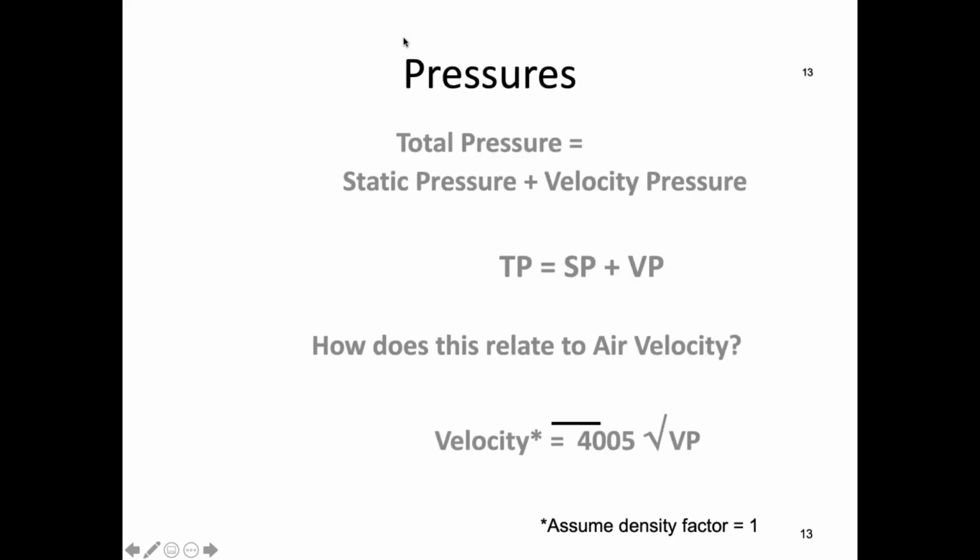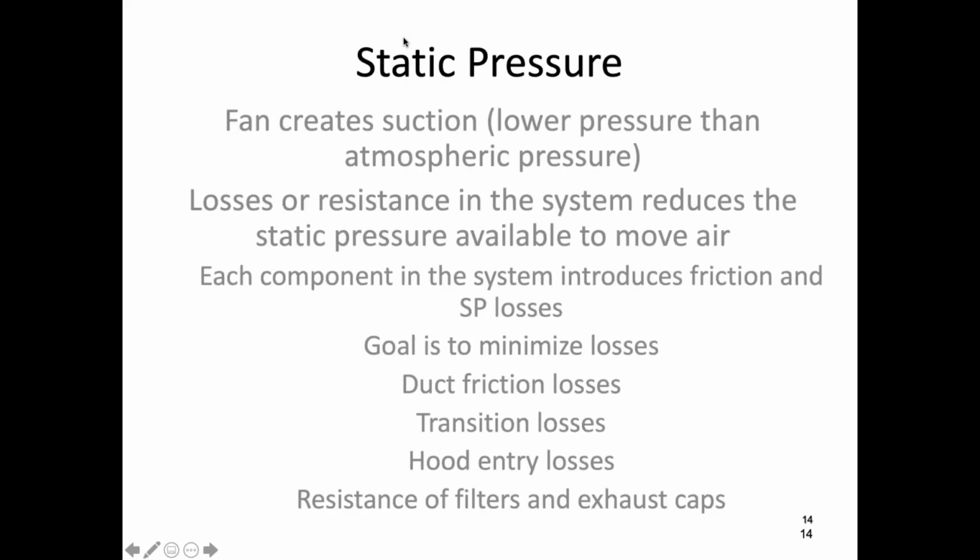So that's our first formula. Total pressure is static pressure plus velocity pressure. And velocity pressure, we can exchange for the actual velocity of the air. The faster the air movement, the higher the velocity pressure. More velocity pressure means the air is moving faster. Static pressure: a fan creates negative pressure, suction, on one side, and it blows out the other side. We use that in order to change that static pressure into velocity pressure.